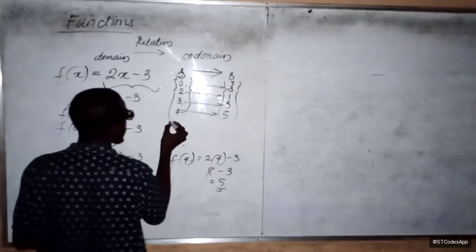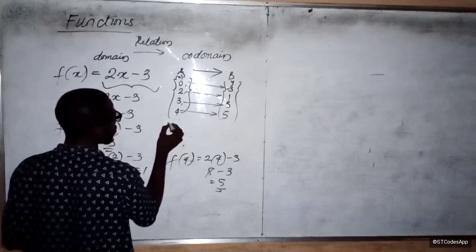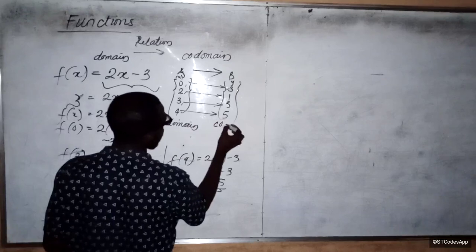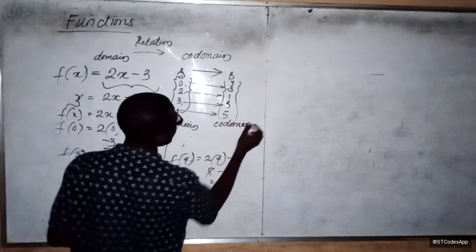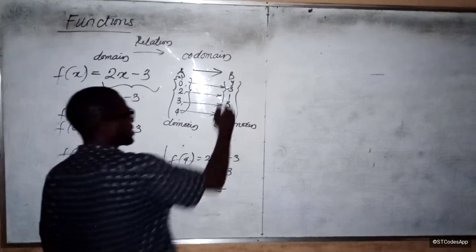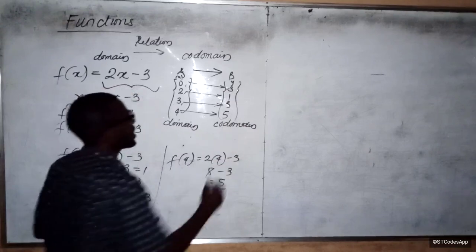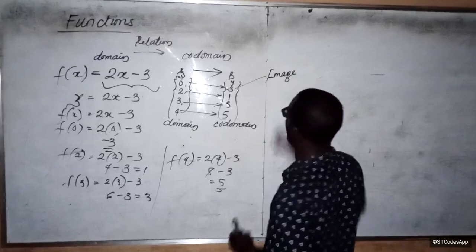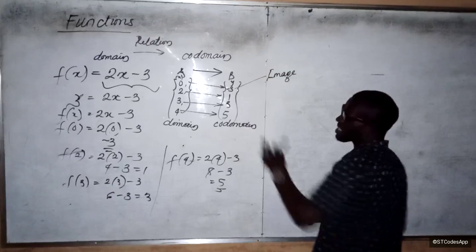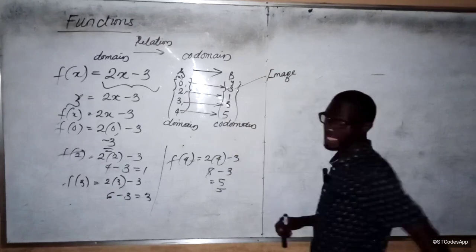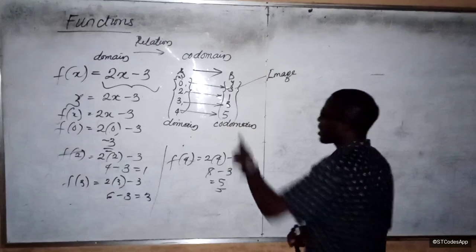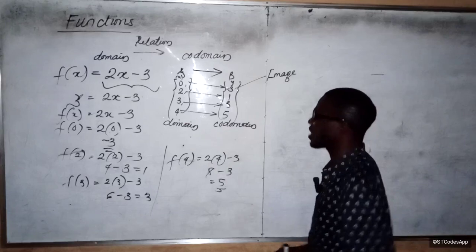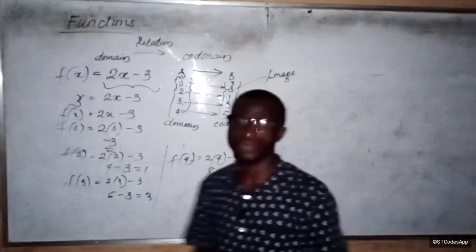This place is called our domain. That is where we are picking our X values from. And here is called our codomain. Now, all of the elements here are called images. These values are called images. What does that mean? It means minus 3 is the image of 0 in set A, and 1 is the image of 2, 3 is the image of 3, and 5 is the image of 4. Do we understand that? Right. So that is the brief introduction to functions.